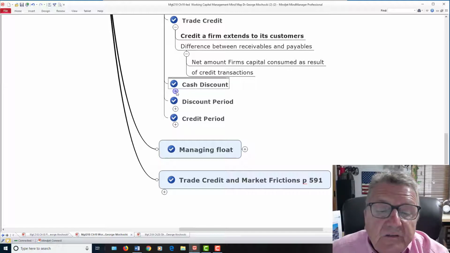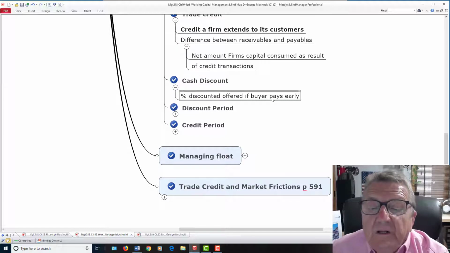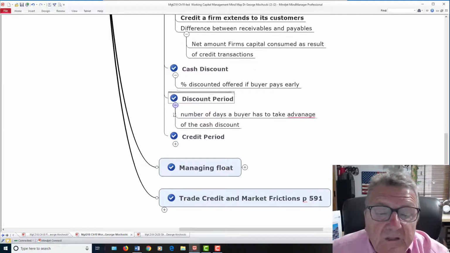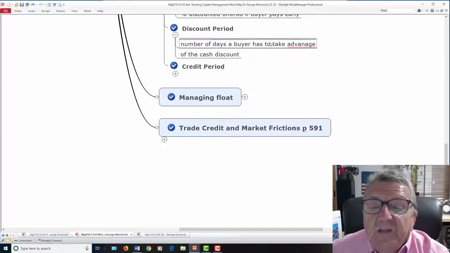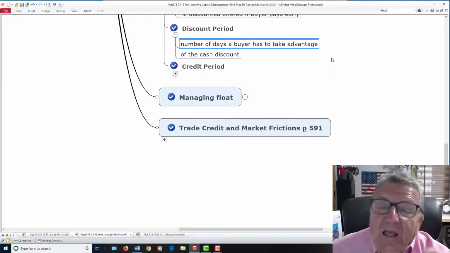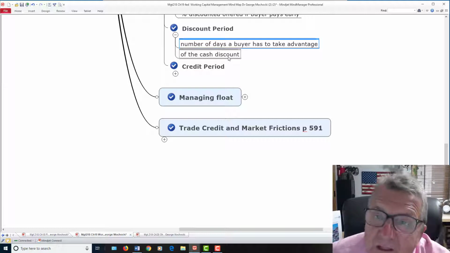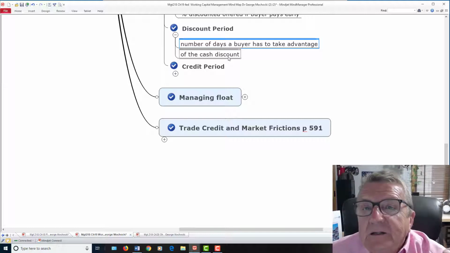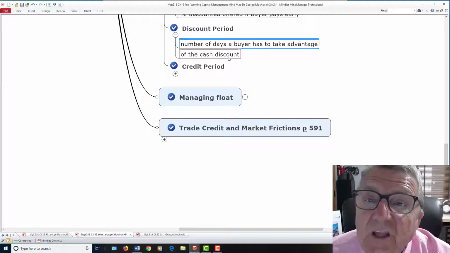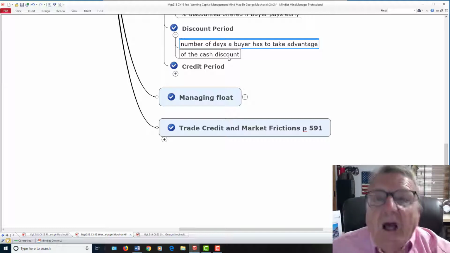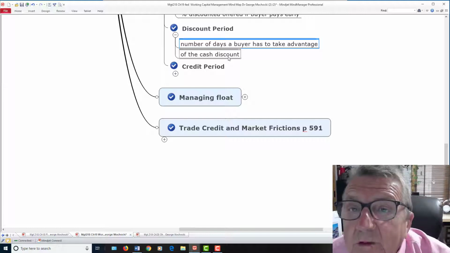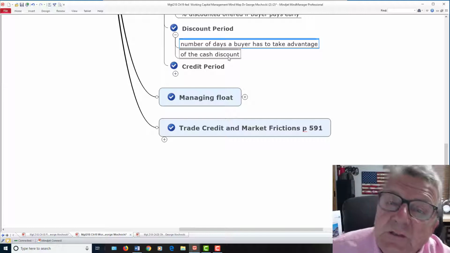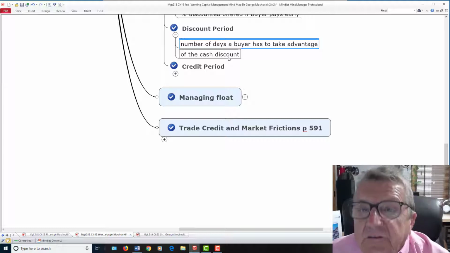Okay, now cash discounts are kind of good. Discounts are offered if you pay earlier. The discount period is the number of days the buyer has to take advantage of it. Remember, I'm live on here. For those who listened to me the first time, with a cash discount you have to be able to take advantage of it. If the sale is on from Monday through Friday and you come on Saturday, you don't get the sale. So you have to make sure you have the cash. If I don't have the cash till Saturday, too late, too bad. That's a lost opportunity.